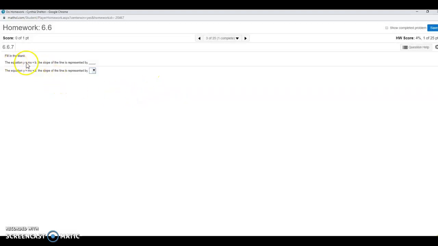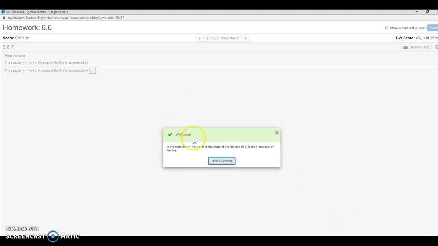All right, and then here is the y equals mx plus b form. Anytime a linear equation is solved for y, you're looking at the slope in front of the x and the y-intercept on the end. So it's asking you what represents the slope, but that's the m value in front of the x, so m for slope.